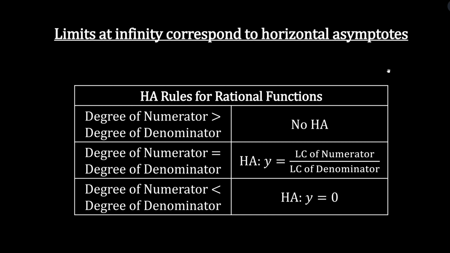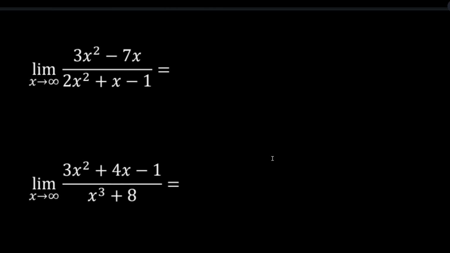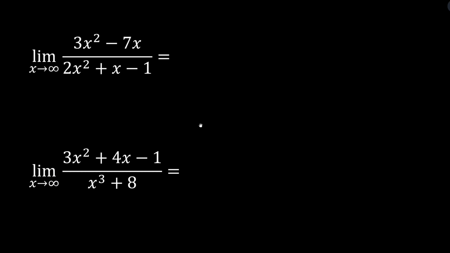So we're going to quickly dive into some examples and hopefully try to understand why these rules work by thinking about limits, by thinking about what happens as x gets really, really big. So let's look at these first two examples. And it turns out as x gets really, really big, we can think about the rates in which the numerator and denominator are growing.